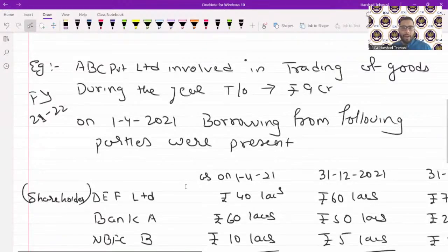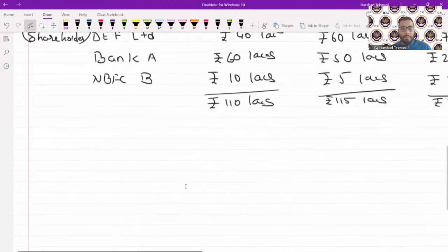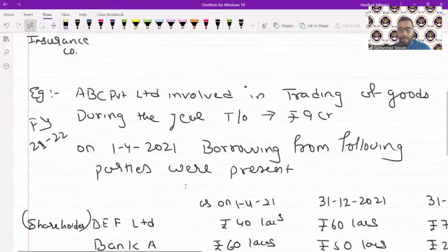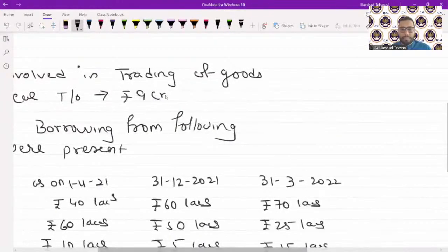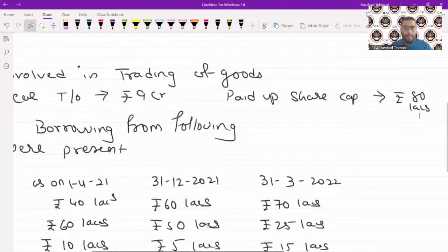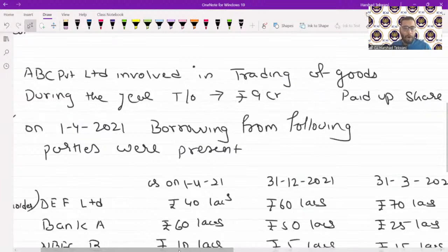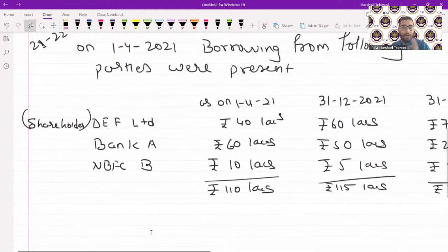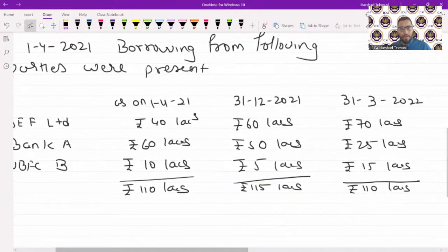Now, as per the provision, let's say this is a private limited company involved in trading of goods. During the year, turnover is this, and another condition is paid up share capital. Let's say paid up share capital is 80 lakhs. Now you tell me whether CARO 2020 will be applicable or not in the current case. Simple. This is a scenario for my borrowings. You tell me whether CARO 2020 will be applicable or not.